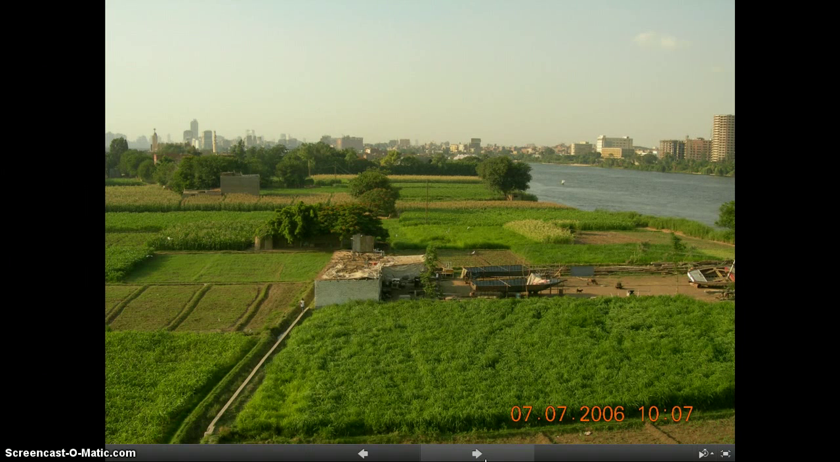And here's some more of the Nile River, the farming going on along the banks of the Nile River, and you can see the city of Cairo in the background.